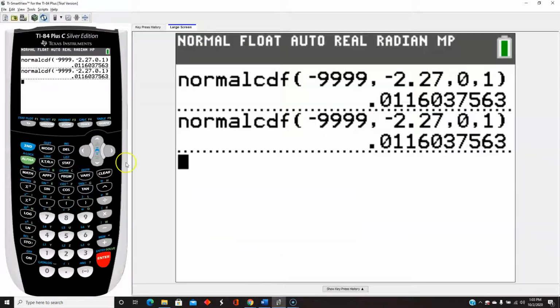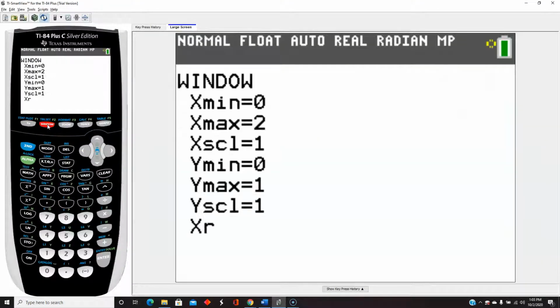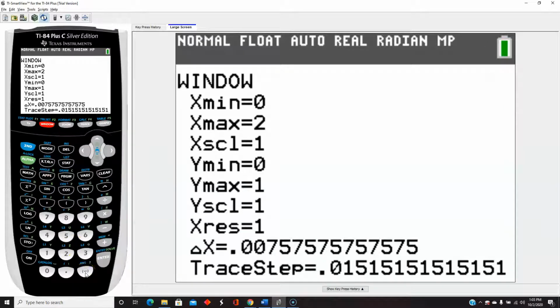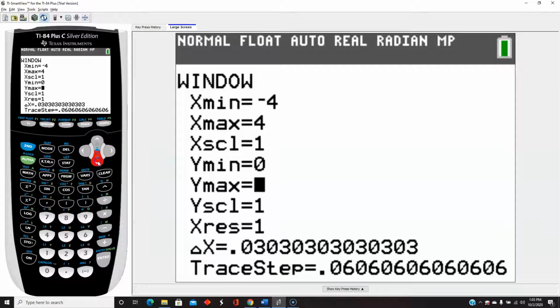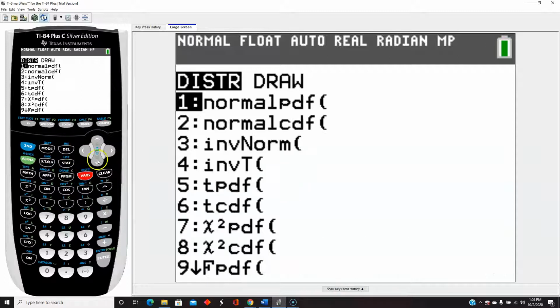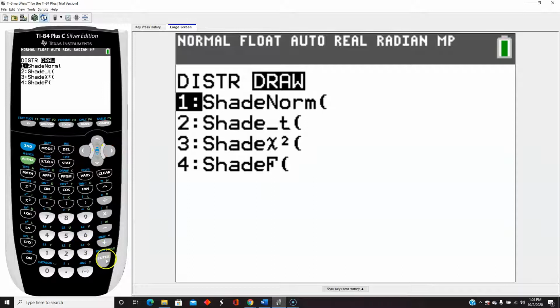But the trick is you first need to set up your axes. So I'm going to press the window button, and this is only if you want to graph the normal curve on the calculator. Pressing the window button, I'm going to make my x go from -4 to +4 because 4 standard deviations above and below 0 is a lot. And then for my y max, I'm just going to put 0.5. So the x-axis is going from a minimum of -4 to a maximum of +4. My y-axis is going from a minimum of 0 to a maximum of 0.5.